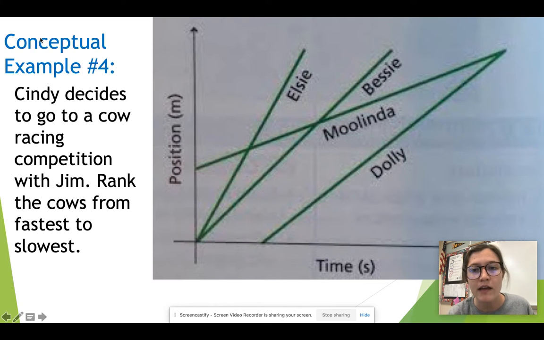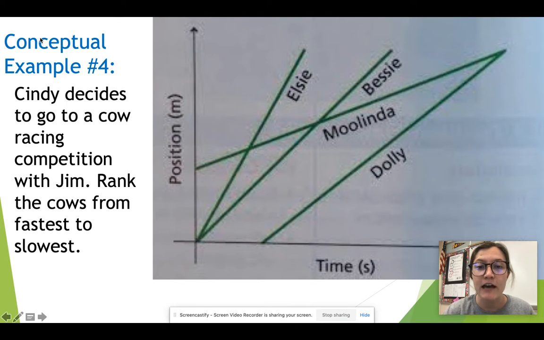In this case, all the cows are moving in one direction. Because they're moving in the positive direction, the speed and the velocity here would technically be the same. To get the speed or the velocity from a position versus time graph, we take the slope of that line. So the steepest slope relates to the fastest speed or velocity, and we're looking for the steepest slope.